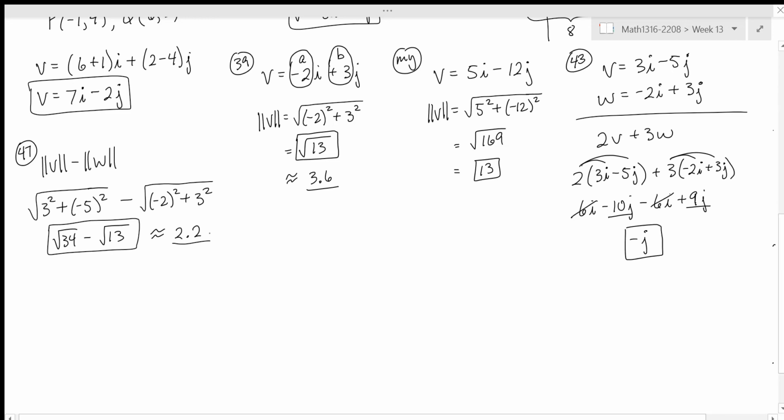How was that? Good enough? You want to do another one? Or do you want to move on to the next new thing? Huh? Move on? Okay, we'll move on. Let's see. Oh, okay. Number 52. Let's see. We've got vector v, negative 5i plus 12j. I've seen that somewhere before. Oh, that was the one I made up earlier, but the signs are different.